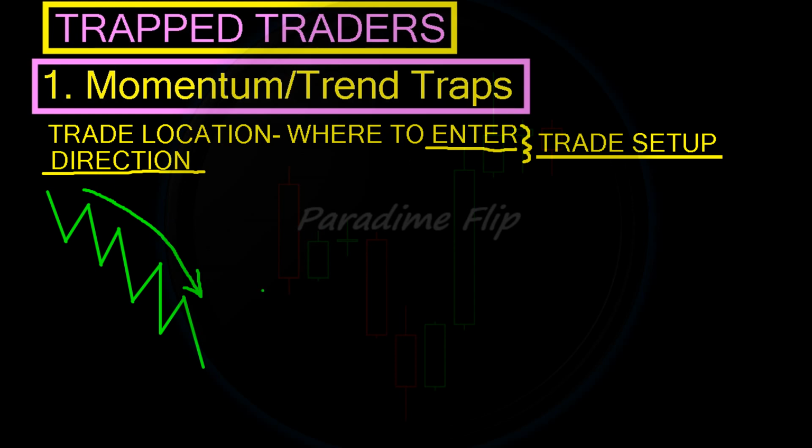Now, obviously, as the title is Trap Traders, Momentum, and Trend Traps, we are going to be taking a look at when momentum or trend traders are trapped. And that basically occurs at the point where price breaks a low. And once price breaks a low, this is a decision point for traders.